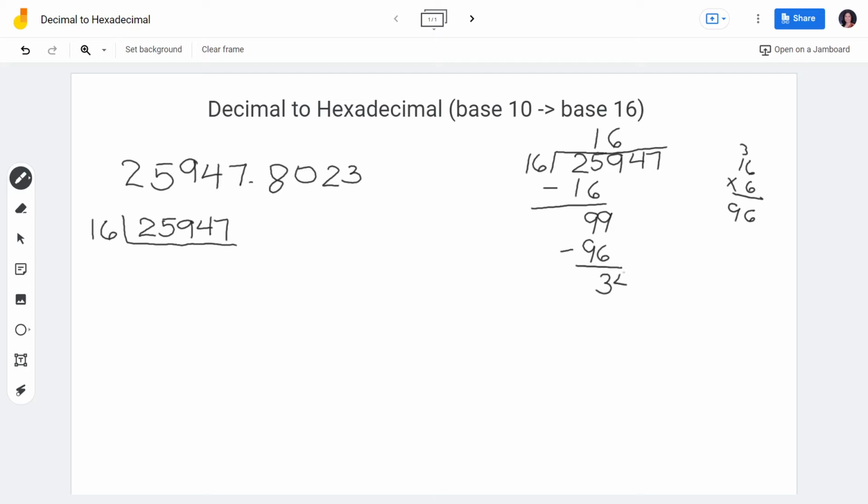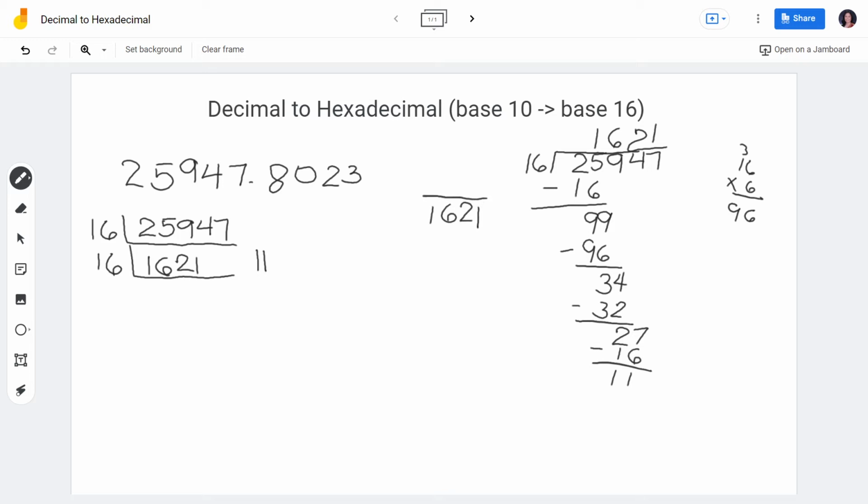Bring down 4, so 34. How many 16s are there? We have 2. 2 times 16 is 32. 34 minus 32 is 2. Then we have 27. How many 16s are there? We have 1. 1 times 16 is 16. 27 minus 16 is 11. So our answer is 1621, remainder 11. Next is 1621 divided by 16.